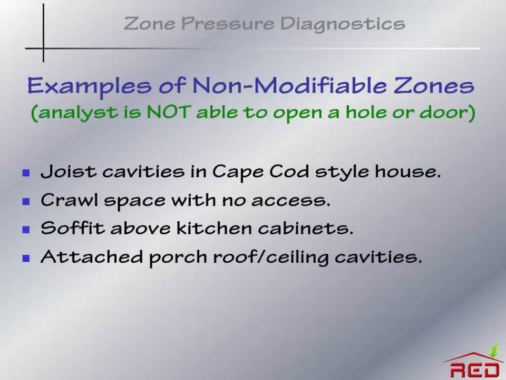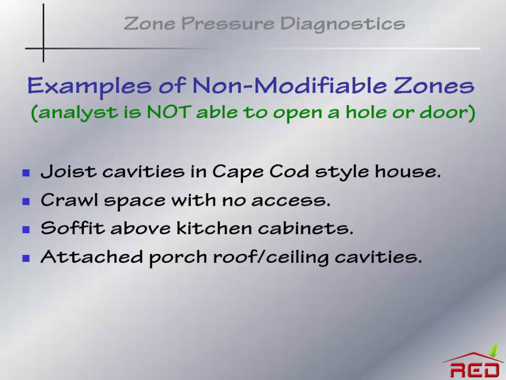Here are some examples of non-modifiable zones in houses. First of all, joist cavities in Cape Cod style houses. These are sometimes referred to as story-and-a-half houses. Crawl spaces with no access, soffits above kitchen cabinets, and the one I have used most in the field is an attached porch, roof, ceiling cavity.